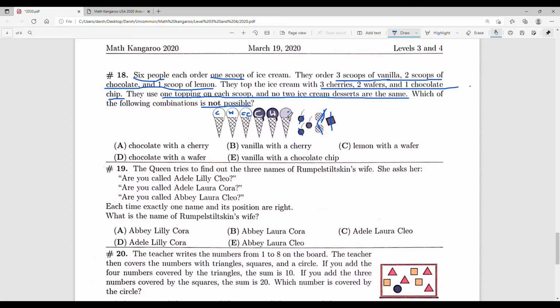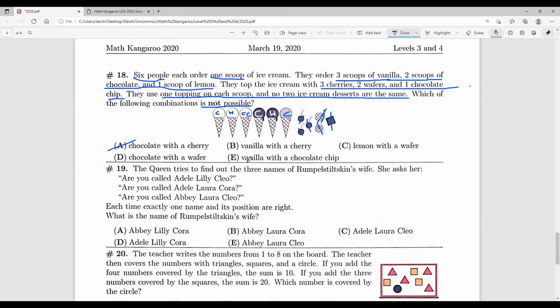a cherry. So now that we got all of our flavors, and with the toppings, let's look at which one of these is impossible and does not appear here. So chocolate with the cherry. We do see a chocolate with a cherry here, so A is not possible. It is possible, so it's not our answer.